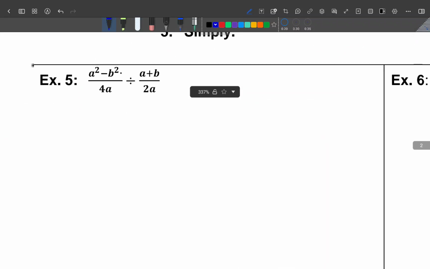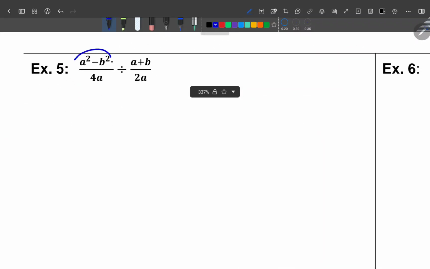So keep, change, flip. The first fraction doesn't change at all. So we're going to take a squared minus b squared over 4a. So that's our keep portion of this. The change is we're going to change this division symbol into a multiplication symbol. And the flip is we're going to take this fraction and flip it upside down. So 2a over a plus b.